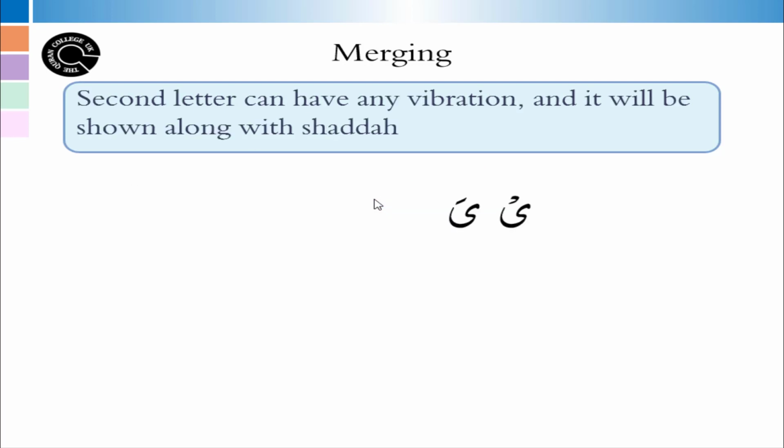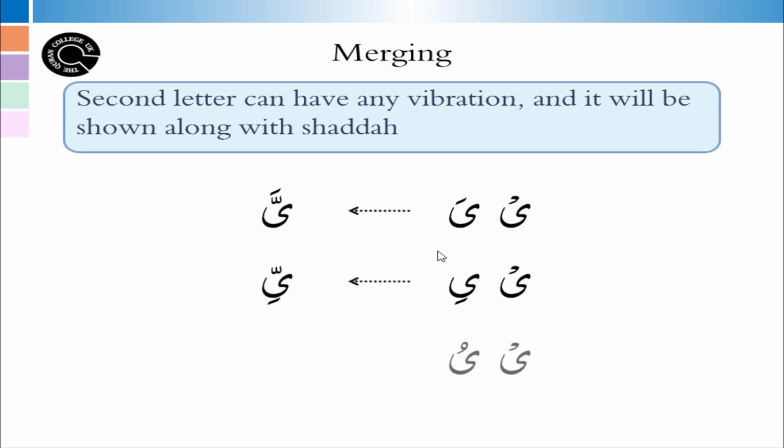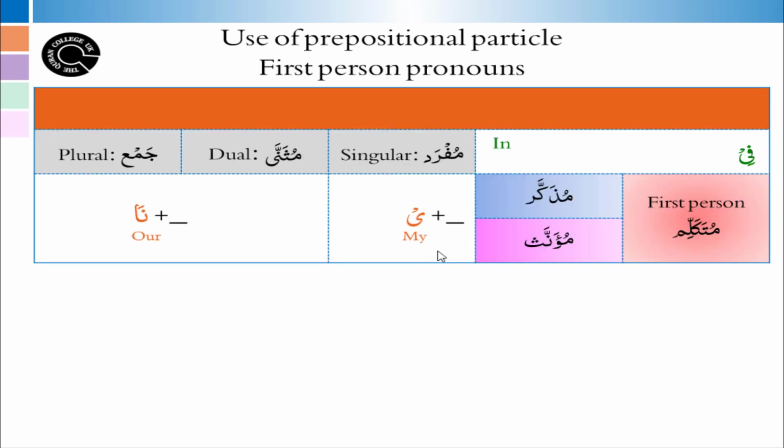In the first case, the first letter is sakin followed by a fatha, and that would become a shadda with a fatha. If it is kasra, that would become a shadda with a kasra. If it is dhamma, then it would become a shadda with a dhamma. Now you know how they are joined together, so we are ready to apply those rules on fi and the first person pronoun.